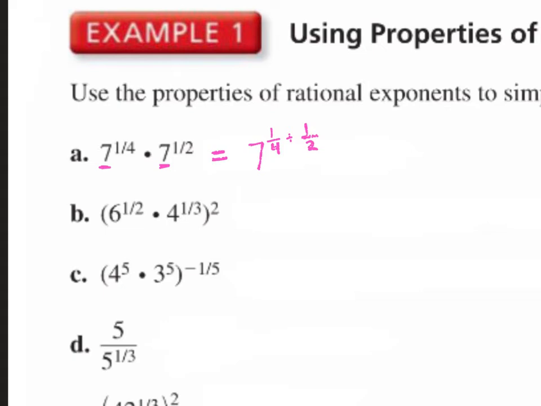So how can we get 2 to be a 4? Awesome. We multiply the top and the bottom of this fraction by 2. So it becomes 2 over 4. So when adding fractions, we need our denominators to be the same. So now we're just adding 1/4 plus 2/4. What does that give us? 3/4. So we have 7 to the 3/4 power. We're just going to leave our answer like this.